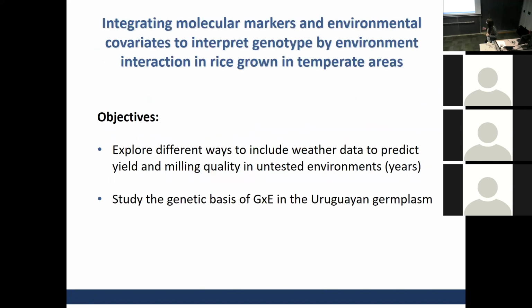So now this is another study where we also use G/E models, but here what we wanted to do was to feed our models with weather data to be able to model our environments in a better way. The objectives here were to explore different ways to include these weather covariates in our models, because the problem we have when we use weather covariates can be similar to when we use molecular markers. Weather covariates can be too many and they can be highly correlated between each other. So it's not easy to fit these types of models. And also another objective was to study the genetic basis of G/E in our own germplasm.